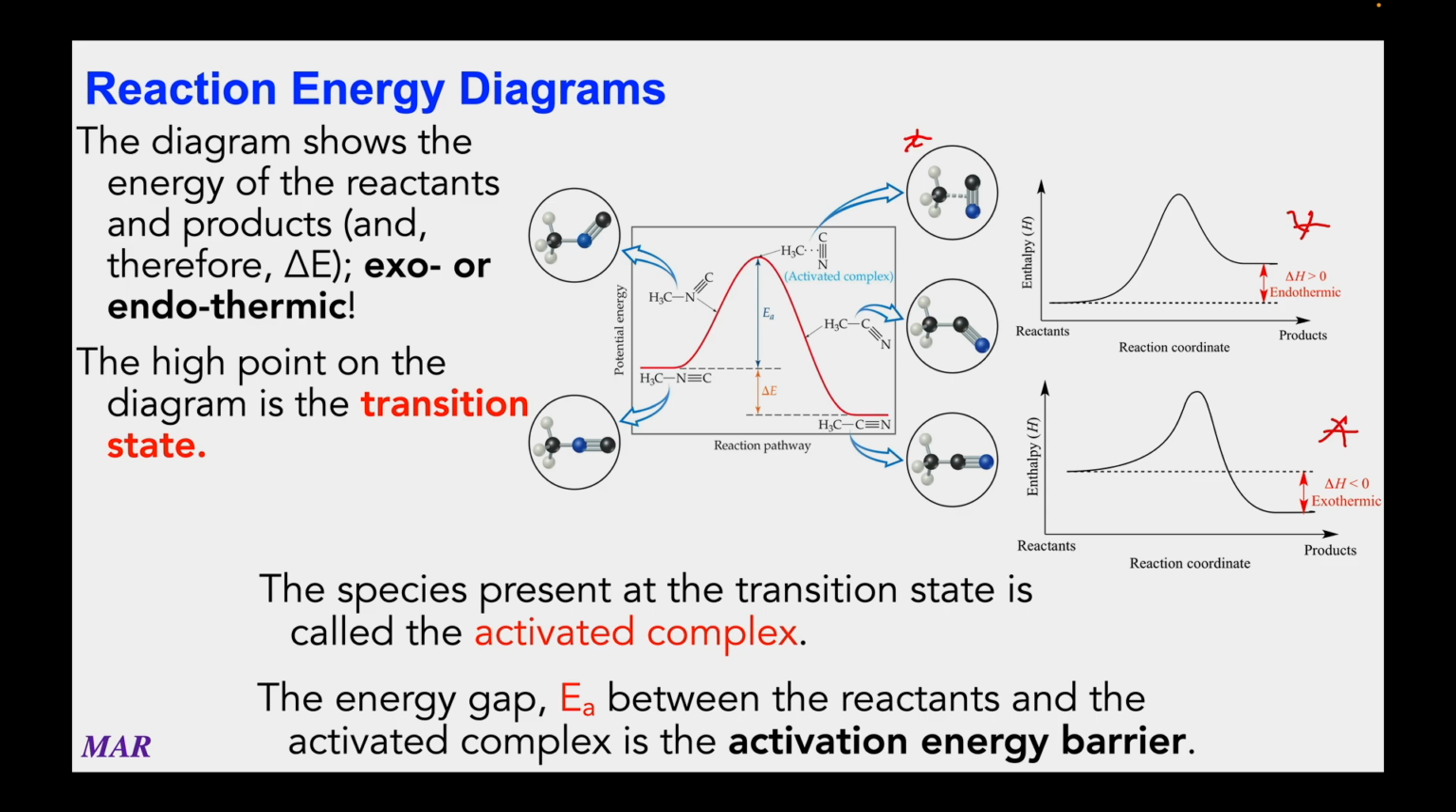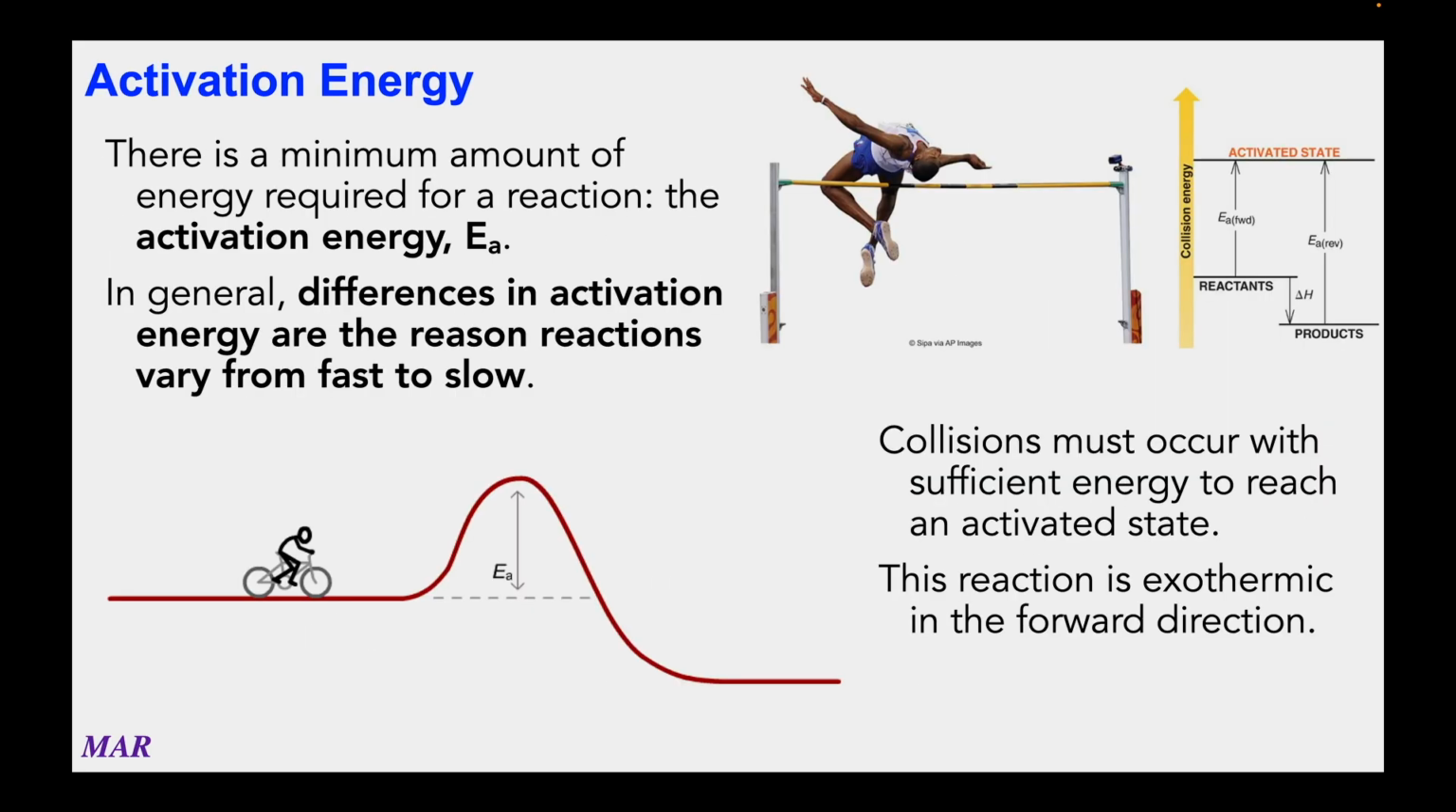Some energies of activation are huge, some are very small. You can probably imagine that's going to affect the speed of the reaction, which is what this whole chapter is about. So hang tight, we'll talk about that more in a little bit. This energy of activation barrier is important. It literally is the amount of energy needed for reactants to go to products.